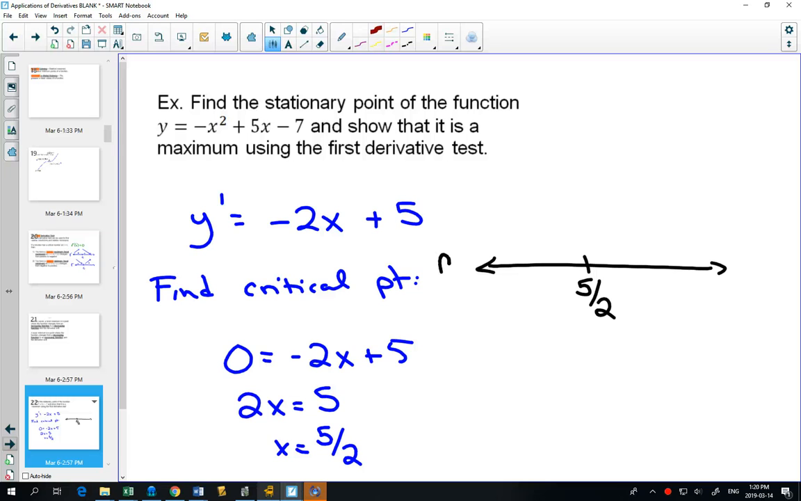And now we plug things into our derivative. Any value less than 5 over 2. 0 seems to be an easy one to do mental math with. If I plug in 0, can you see that you'll get a positive number? Meaning this function is increasing. If you plug in something bigger than 5 over 2, like 10, you're going to get a negative number, which means the function is decreasing.